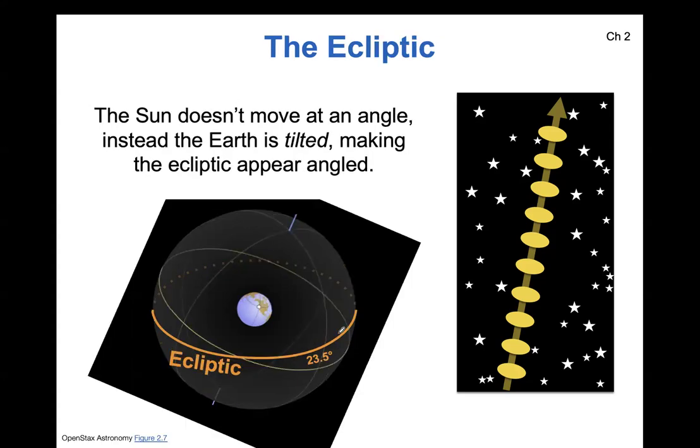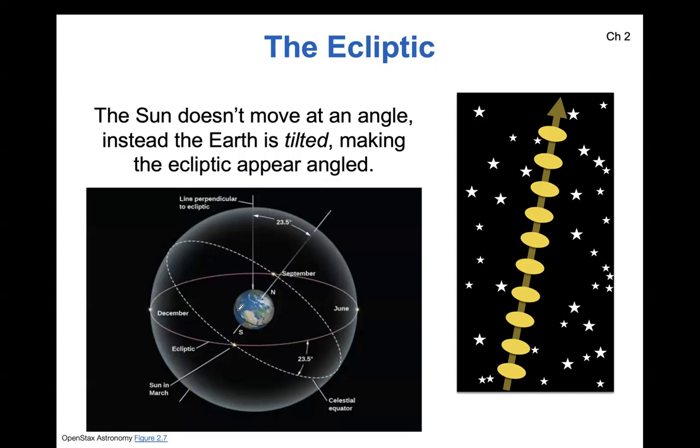Okay. So just to reiterate, the sun doesn't move at an angle. Instead, the Earth is tilted, making the ecliptic appear angled, right? The sun doesn't move relative to Earth. The Earth moves relative to the sun. So this is all about apparent motion that we're seeing, right? The ecliptic is about the apparent motion of the sun.